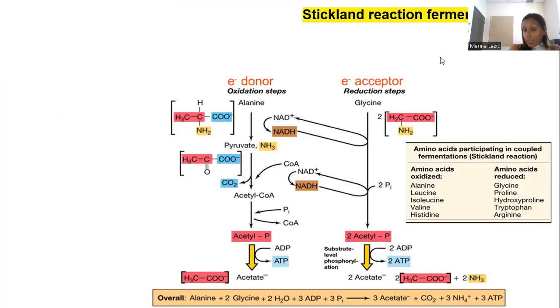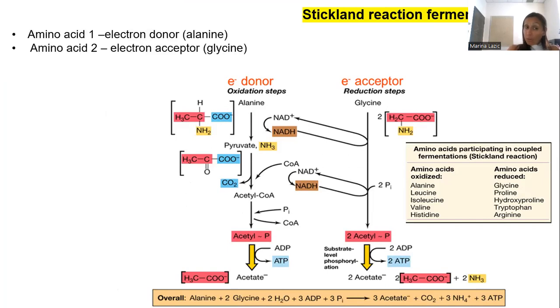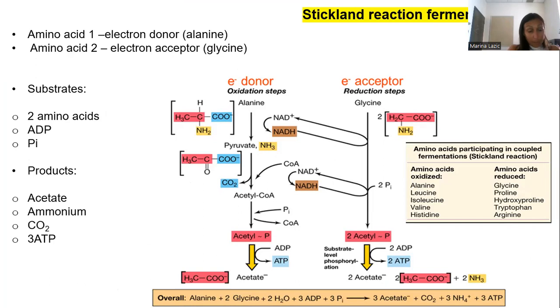And last but not least is Stickland fermentation, or as I heard today, sticky land fermentation, a very nice way to memorize it. This is a fermentation of amino acids. Usually you have two amino acids, one donor, one acceptor. Alanine and glycine are examples. What you need for this fermentation is two amino acids, ADP, and Pi. The products are ATP, carbon dioxide, acetate, and ammonia.